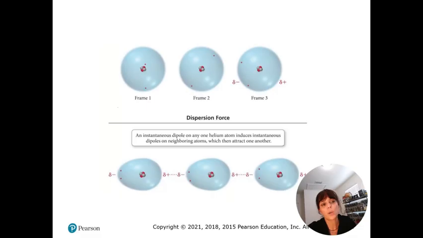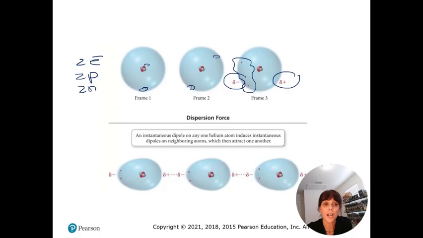Here I have a helium, so I have 2 electrons, 2 protons, and 2 neutrons. See, the electrons are over here. At some moment, they get closer in the same area, creating a momentary partial dipole, negative on this side and partial positive on the other side. In this very short moment, this atom will encounter another atom that has the negative and the positive charge together. Positive and negative attract each other and they form a bond.